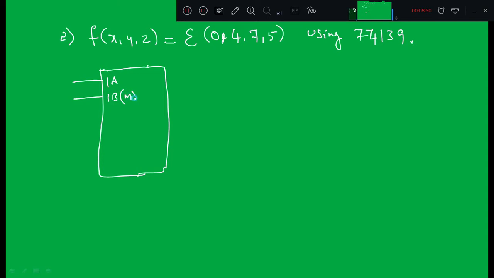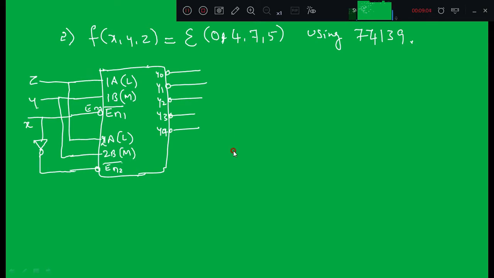Okay, so 1B is MSB, 1A is LSB here. I'll not explain, you just go on. You can design it. So on the input side you just observe, because X is MSB and Z is LSB. Right? So both LSBs are shorted, 1A and 2A are shorted, and they are connected to Z. Right? And enable bar is connected to MSB, that is X, and the remaining input is connected to Y, and 1B and 2B are shorted and connected to Y.